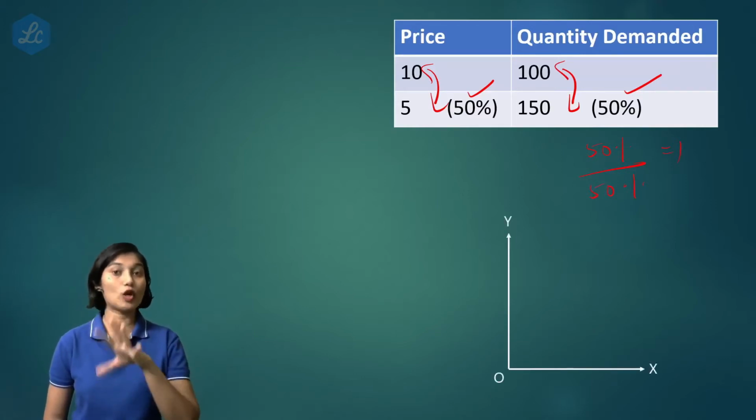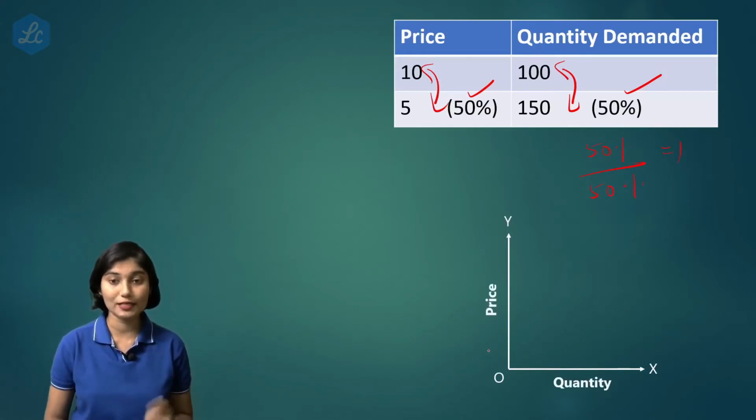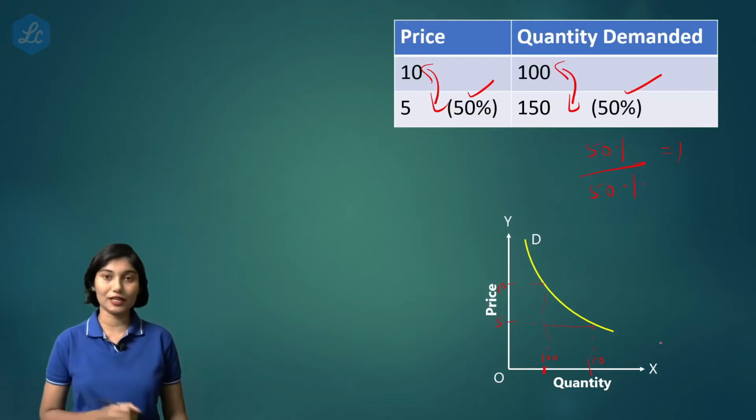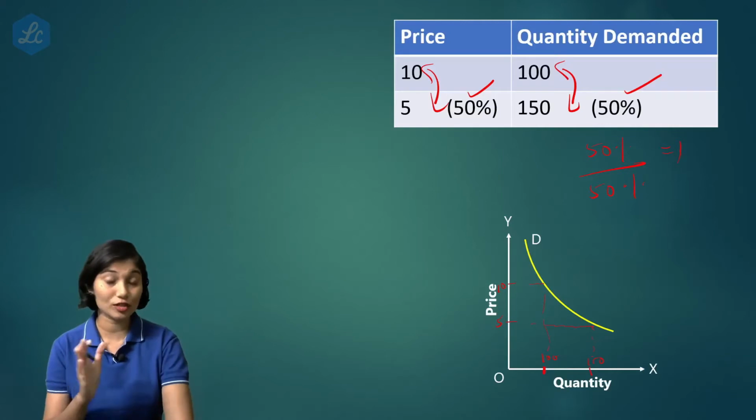If you have to plot this on a graph, you have quantity on the x-axis, you have price on the y-axis, and you may plot this saying, let us say here we have 100, here we have 150, and we have a price of 5, and here we have 10. Now when we had 10, our demand was 100, at 5, our demand was 150. So you can see the curve, right? Remember, your demand curve is always sloping downward, right? So that is also clearly brought out over here.